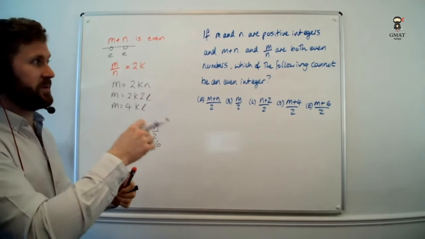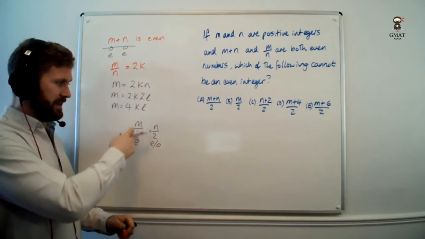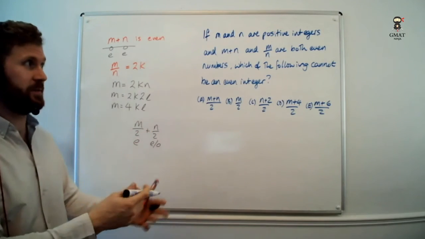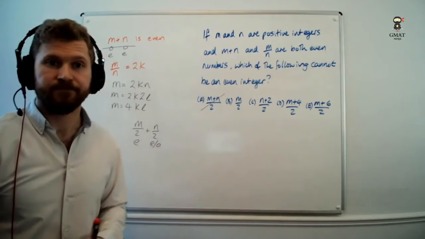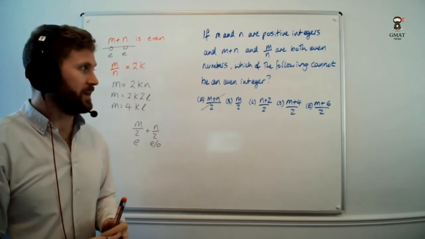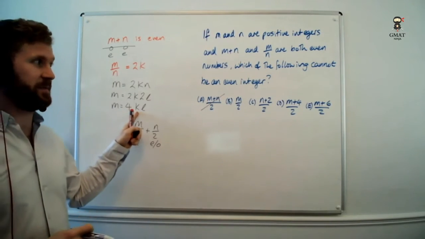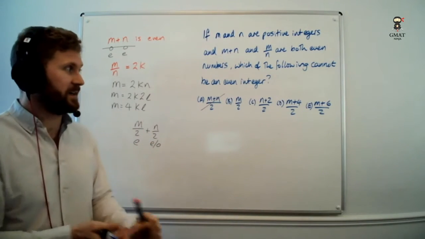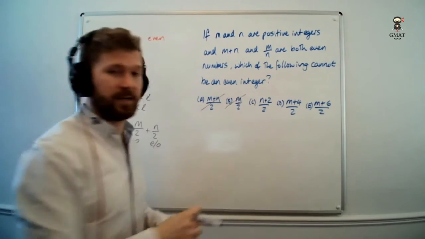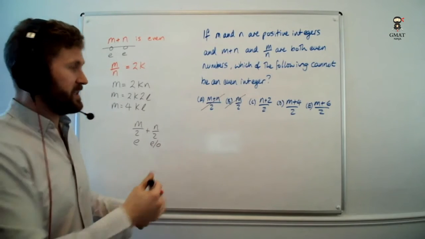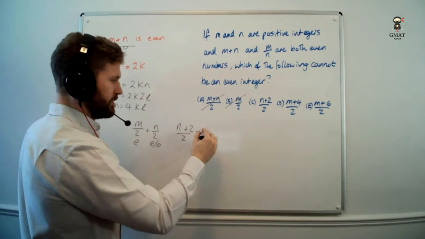So if I'm saying which of the following cannot be an even integer, well, if n over 2 is even, then m over 2 plus n over 2 would give me an even number. So this first one, A, can be even. So the answer can't be A. Second one, m over 2. Well, as we said, m is in the 4 times table. So if we divide m by 2, we're still going to have an even number. So it definitely can't be B. Now for C, n plus 2 over 2. As I said, this is another one we can split apart.